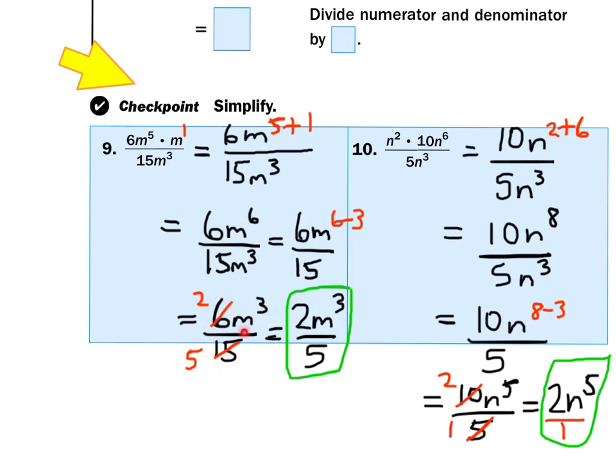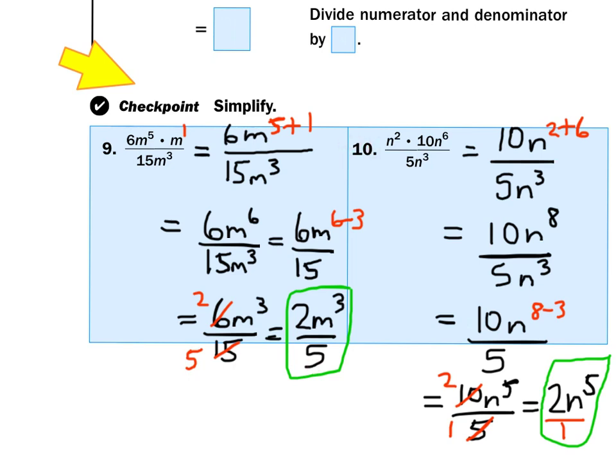And then remember, you have to look at the numbers and see if you can reduce. And I see that 3 goes into both. So 6 divided by 3 leaves us with 2 on top, and 15 divided by 3 leaves us with 5 on the bottom. So that gave us 2m to the 3rd power over 5.